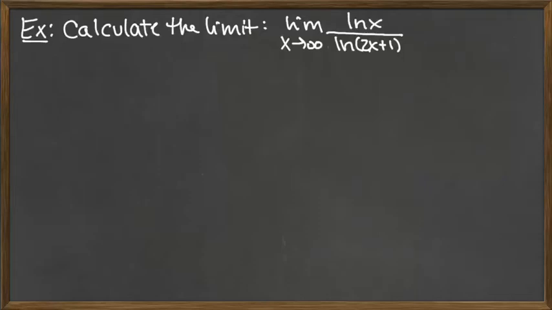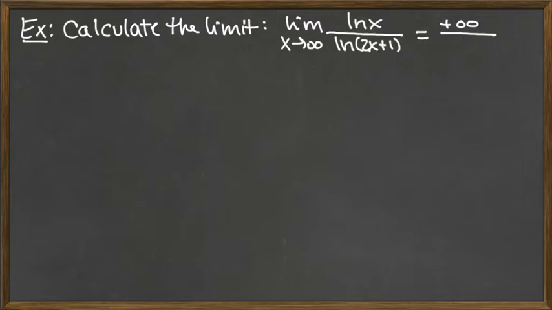For this limit, we are trying to find the limit as x goes to infinity of the ratio natural log of x over natural log of 2x plus 1. And so the natural log function, as x goes off to infinity, the function goes off to infinity also. The y values go off to infinity. So when we're looking at this particular limit, we've got natural log of x going off to positive infinity, and then we're also looking there at the natural log of 2x plus 1.